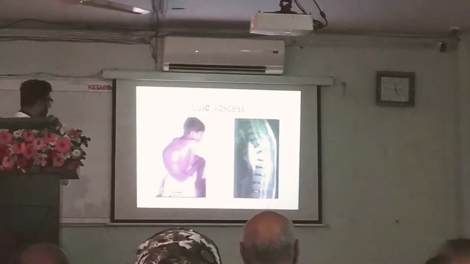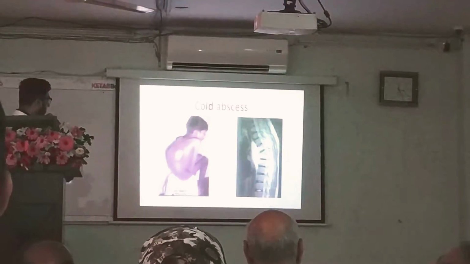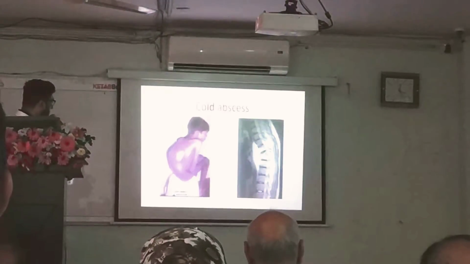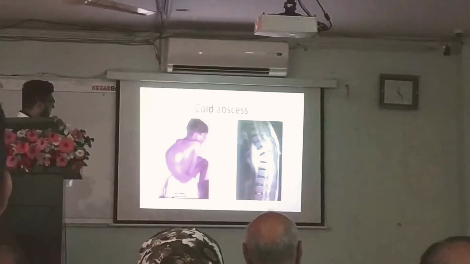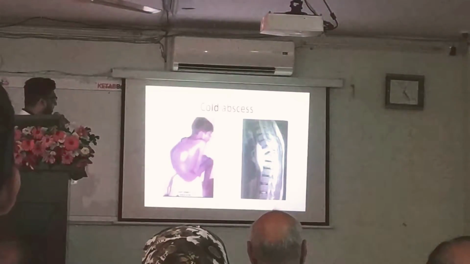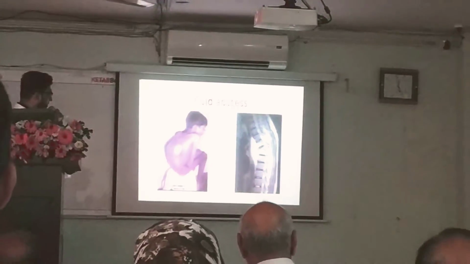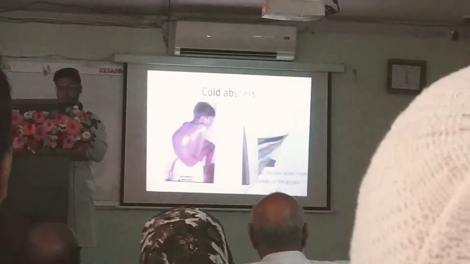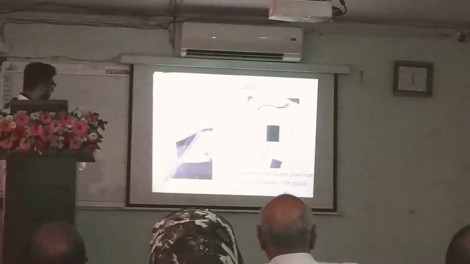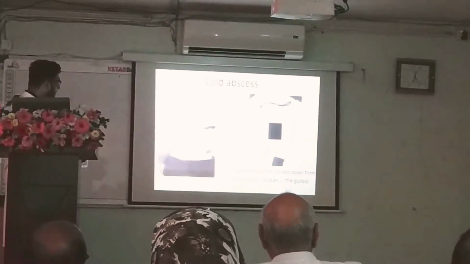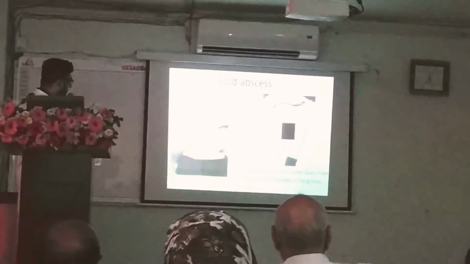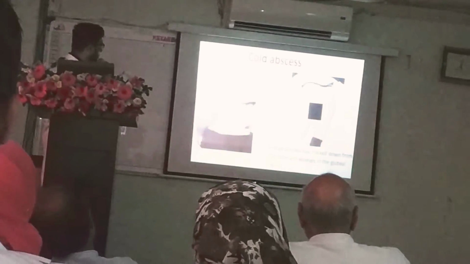Here is a photograph showing the clinical presentation of a cold abscess and the deformity caused by it. This picture shows the MRI findings of a cold abscess. Here, the abscess is accumulated. This is another picture of a cold abscess, which tracks down from the spine and appears in the gluteal region.